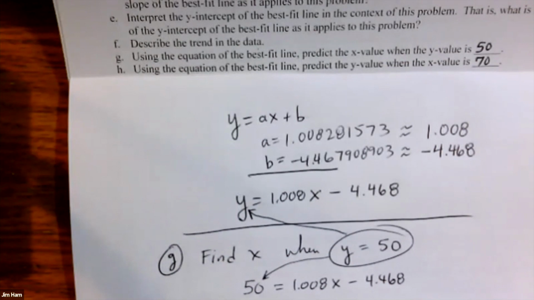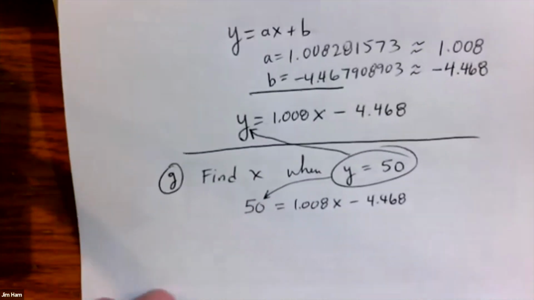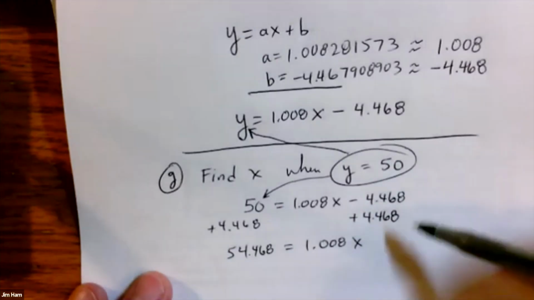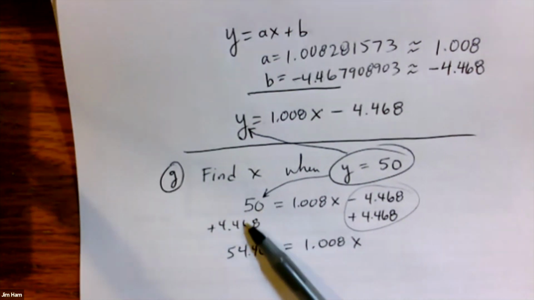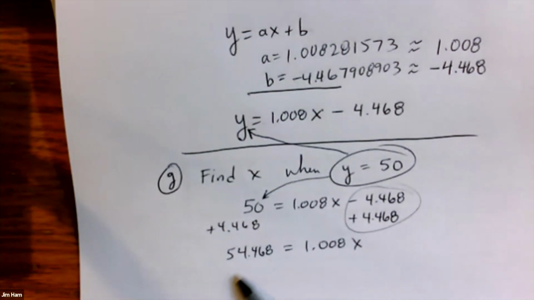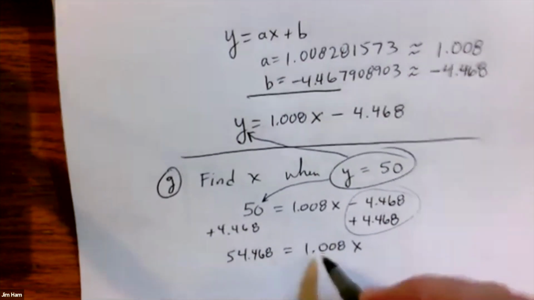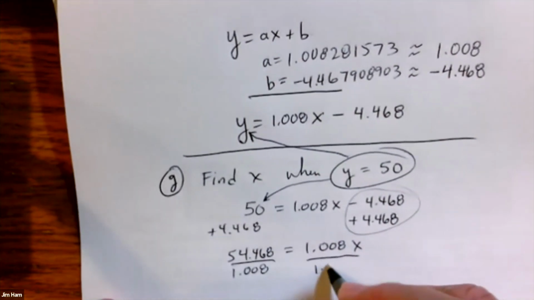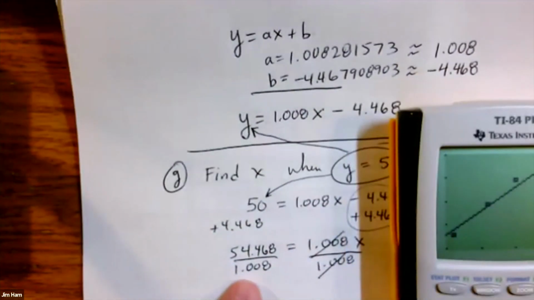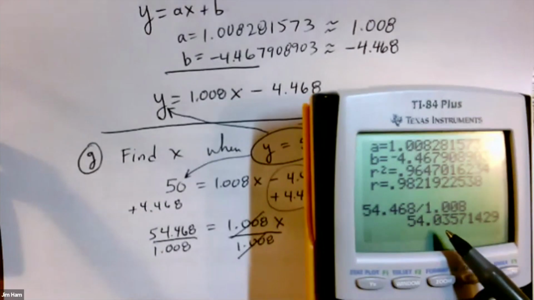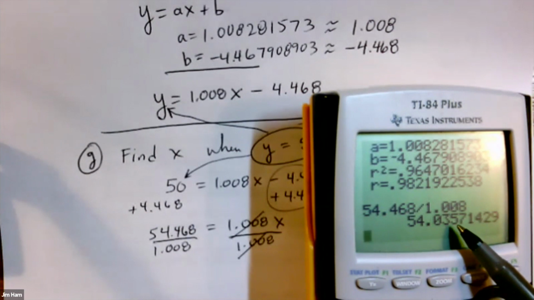This creates an equation that we can solve. So let's go ahead and solve it. We're going to get this term off this side by adding it to both sides. And that requires us to add 50 and 4.468, this number. And then finally, we're going to divide by 1.008 so that we get x by itself. And then to evaluate this, I'll get the calculator out. 54.03, I'll round to right there.